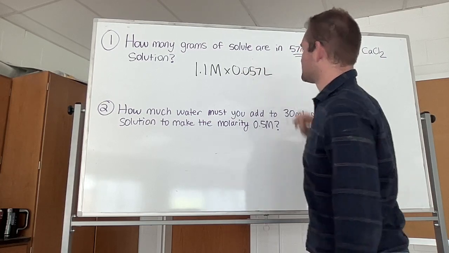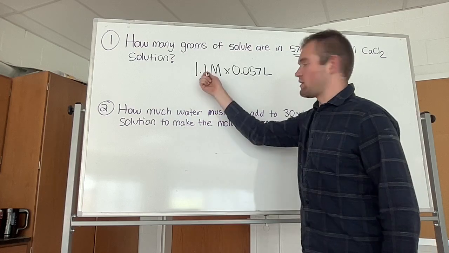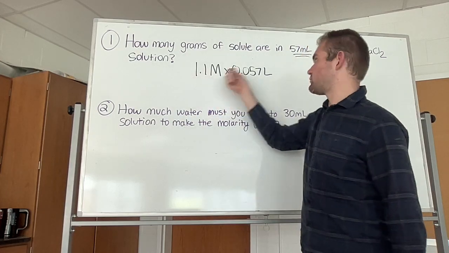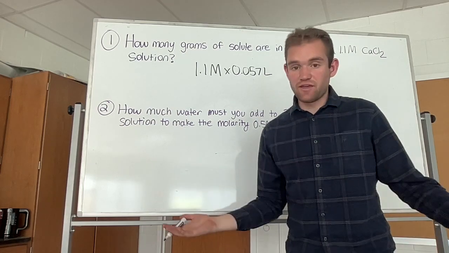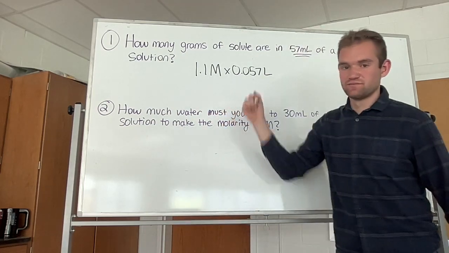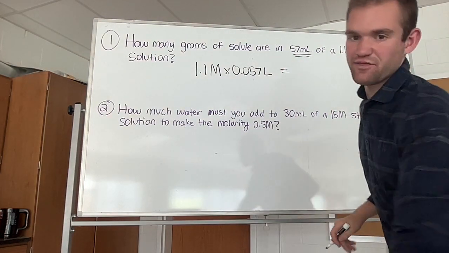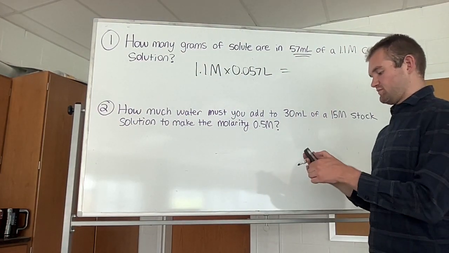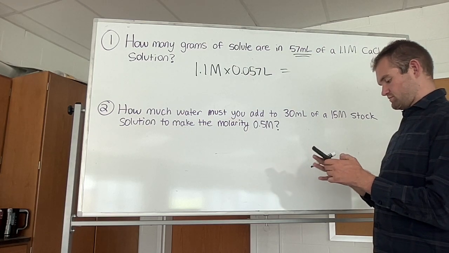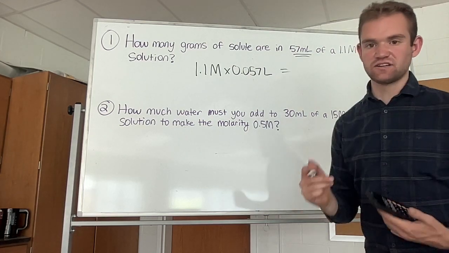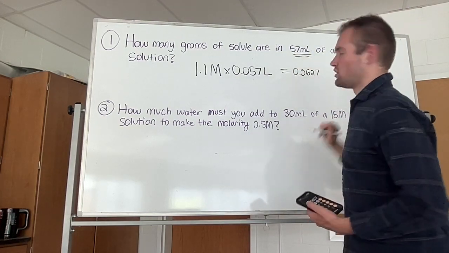0.057 liters. The other way you can do this is ratios. 1.1 moles over 1 liter equals X moles over 0.057 liters. Same thing. You just cross multiply and you get this. So either way works. Let's do the math here. Let's math it out. I got 1.1 times 0.057. And I'm getting 0.0627. Not a lot of moles there.